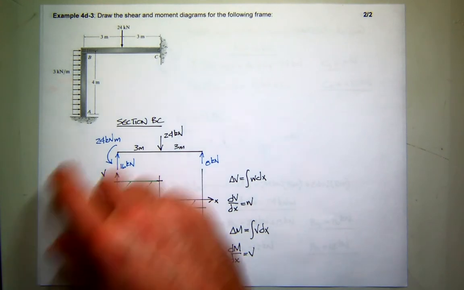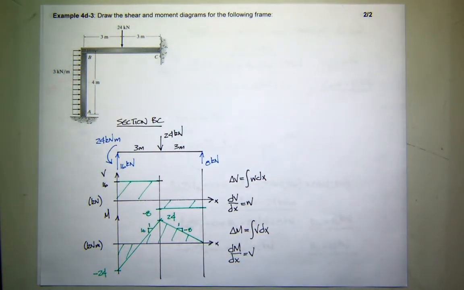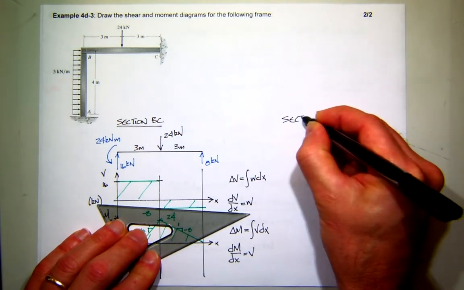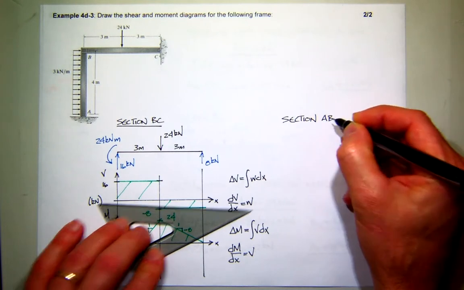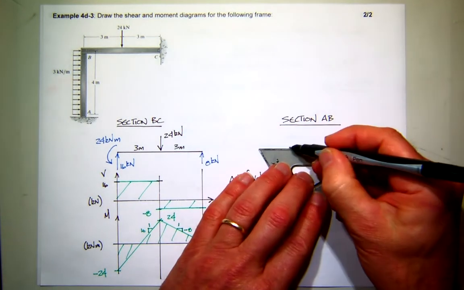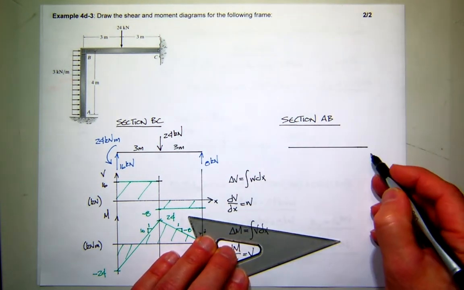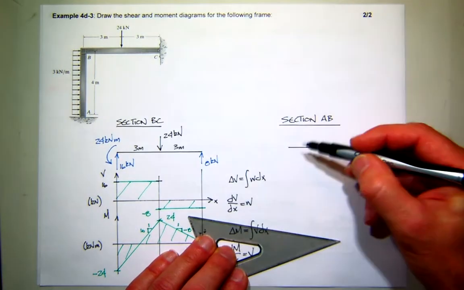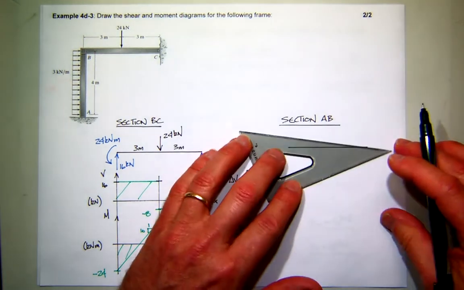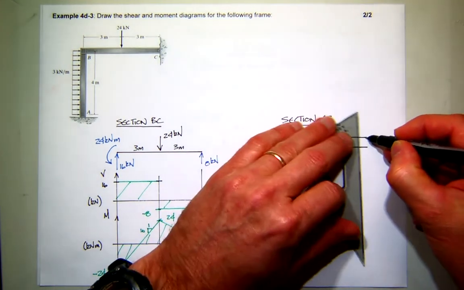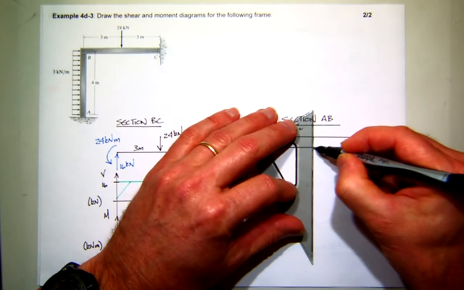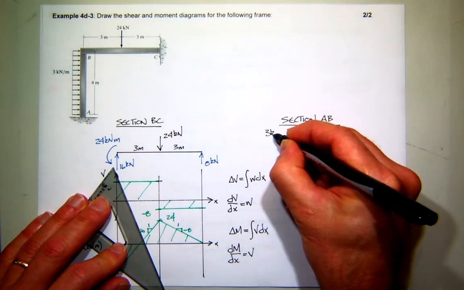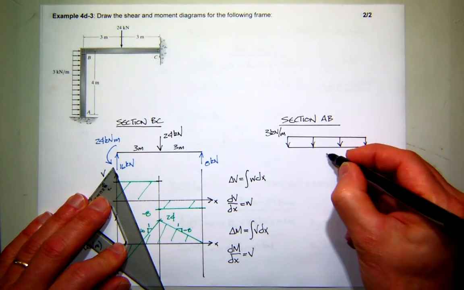So now I need to draw the section for A to B. Do we have time for that? Yeah, we do. Now, I like to rotate it, so I'm going to do the same thing. So let me come over here and say, here's section AB. And I'm going to rotate it into this position. So this is A and this is B. At A, there is no X component, right? So I have no shear. I do have a distributed load that goes across the whole structure. And that has an intensity of 3 kilonewtons per meter. And this has a length of 4 meters.